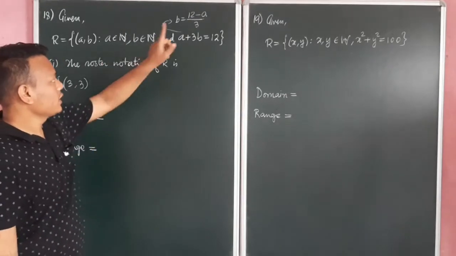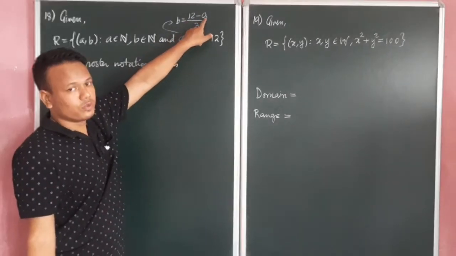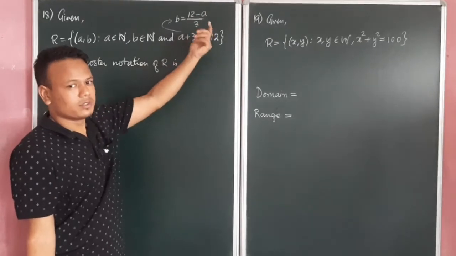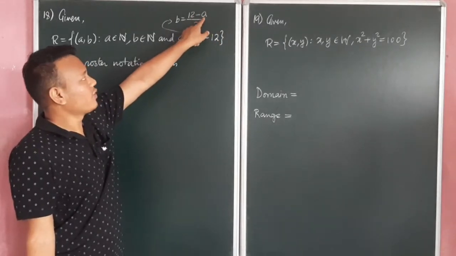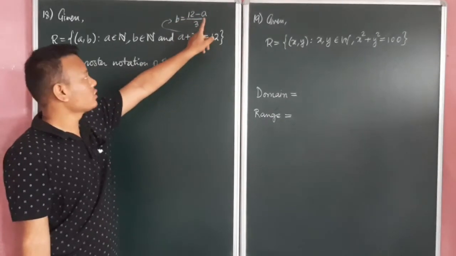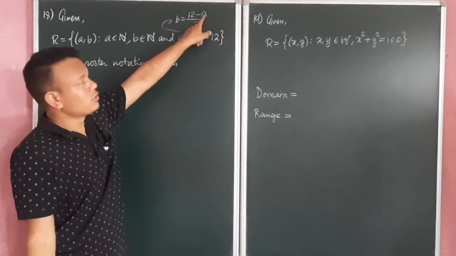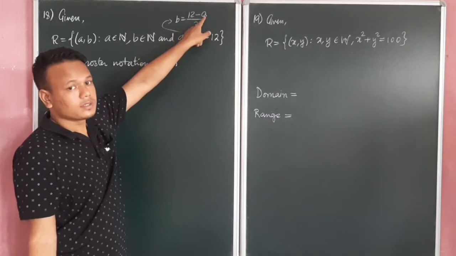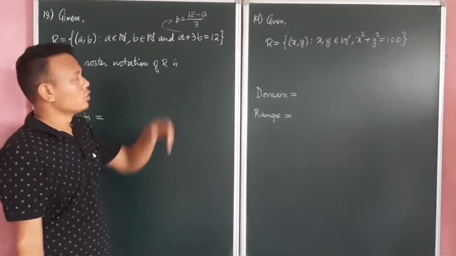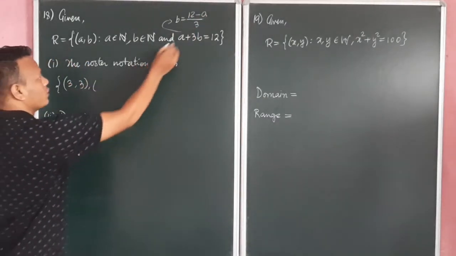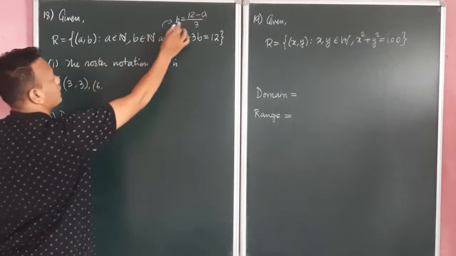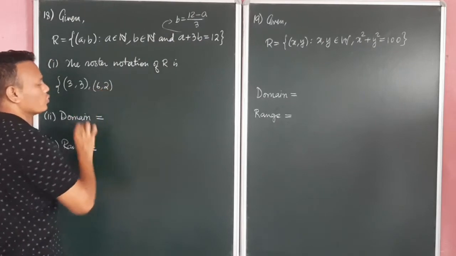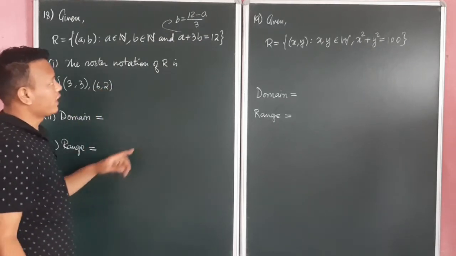Okay, now let's take another value for A, that is 4. So 12 minus 4 is 8, 8 by 3 is not a natural number. So go for 5, so 12 minus 5 is 7, 7 by 3 is also not a natural number. Take A to be 6, so 12 minus 6 is 6, so 6 by 3 is 2. So we can take the value of A to be 6, and when A is 6, the value of B will be equal to how much? 2.